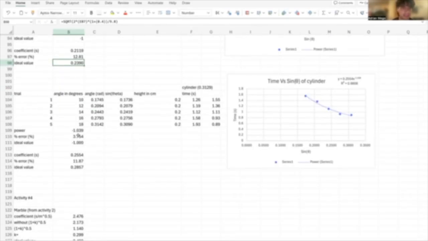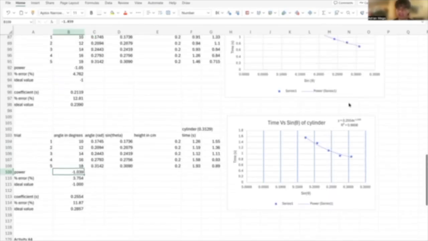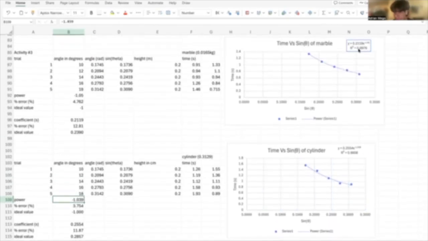Similar thing for the cylinder. The power that we wanted was -1. This is the percent error. This is the power that we got. As you can see here, both of these had really good precision, very close to 1. And the coefficient obviously was like this, so it had almost a 12% error.